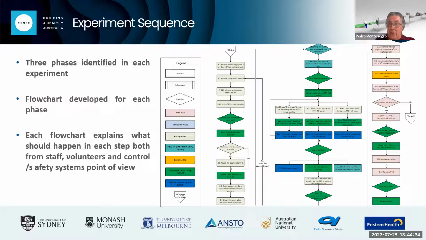There are three flow diagrams, such as the one you see here. The one you see here is phase 2, which is the medical physicist phase. And there is another one after, which is much shorter for the radiographer. And there is one before that, which is similar for the Beamline staff.